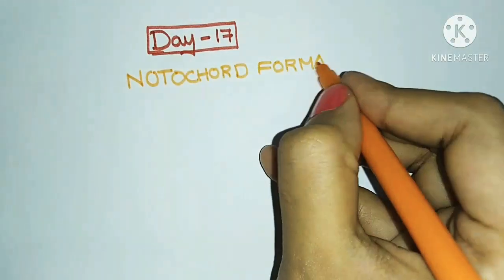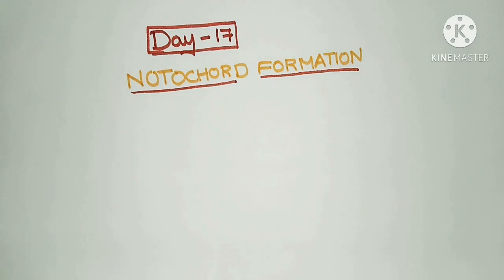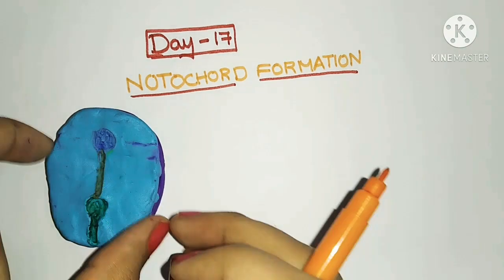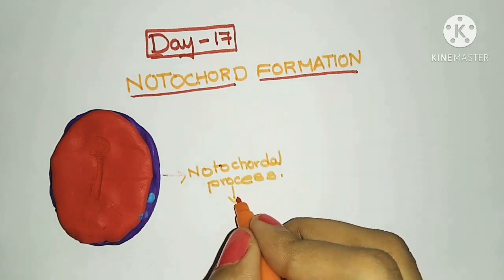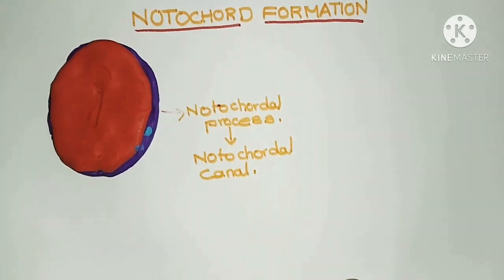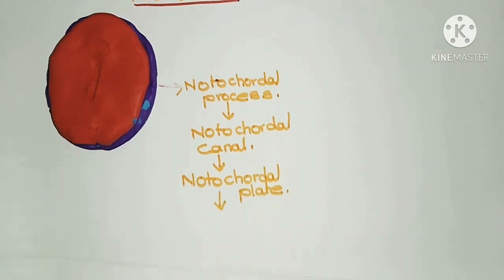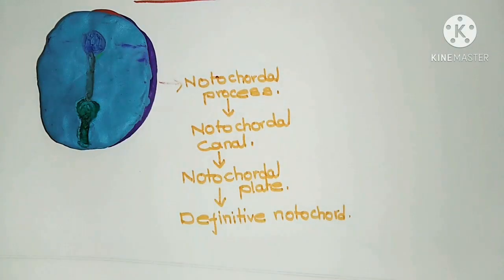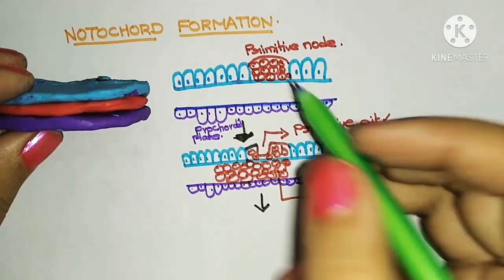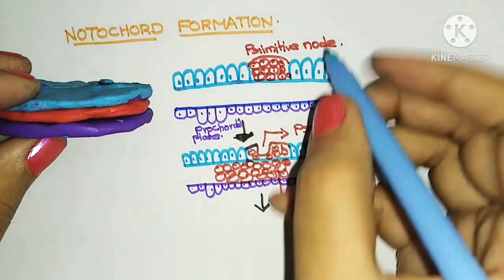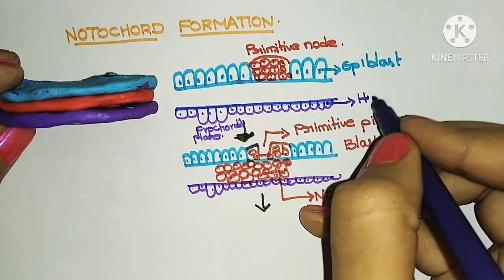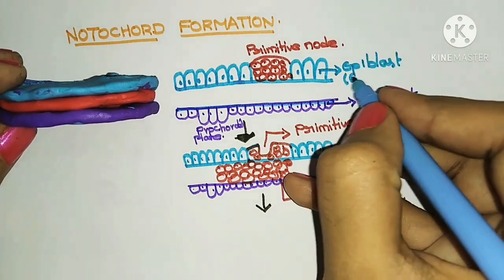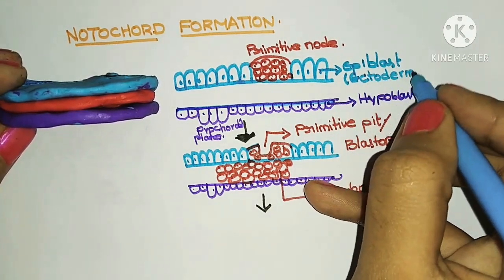On day 17, notochord formation will occur. It will be formed by several processes in the center of the mesoderm. Those are notochordal process, notochordal canal, then it will form the notochordal plate. At last, the definitive notochord will be formed. Let us see the changes in the sagittal section. That is epiblast, now ectoderm. This is hypoblast, now endoderm.